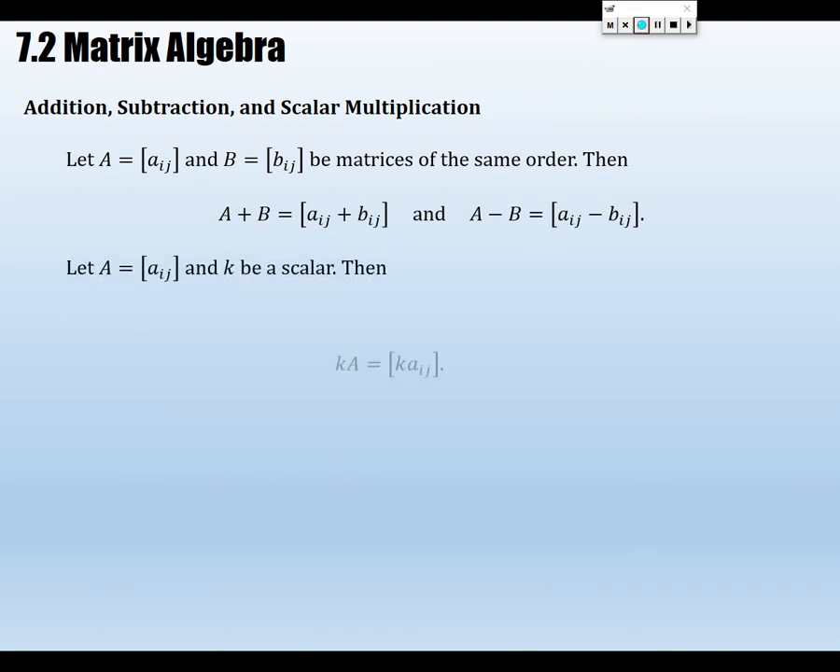Adding and subtracting happens in the way you would expect. Add corresponding elements, if they're the same order. Scalar multiplication happens the way you would expect. If you're multiplying your matrix by like 17, you just multiply everything in your matrix by 17, right? No surprises there. I'm going to skip right along here because this is right in your notes.